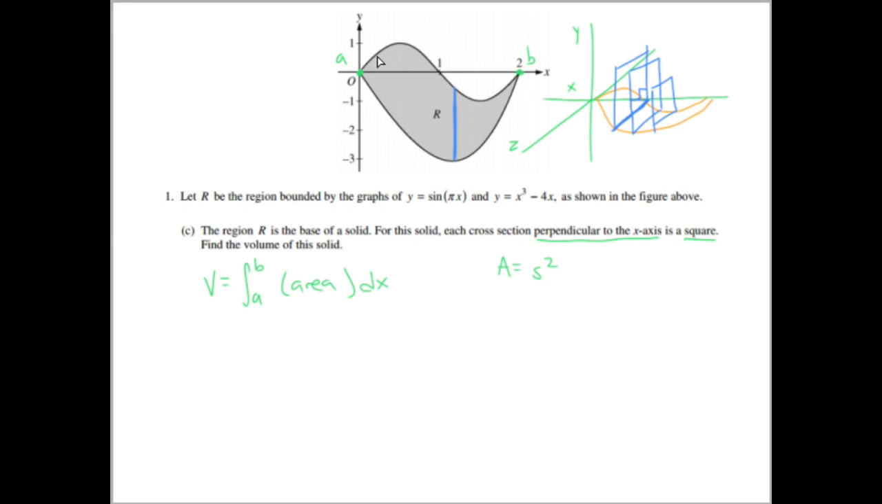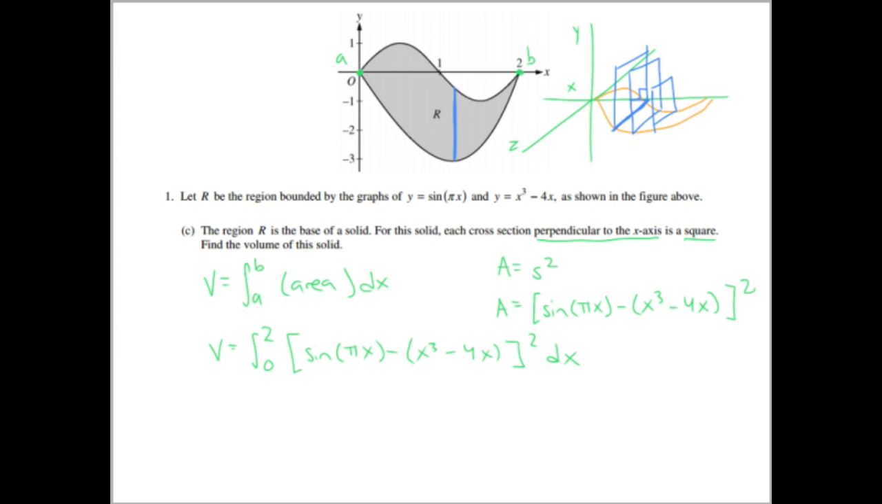And from that we can see that the side length is the top function minus the bottom function. So that would be area equals, let's keep that in green, area equals sine pi x minus x cubed minus 4x squared. So this is the area. And we just move this over into here. So V equals the integral from 0 to 2 of sine pi x minus x cubed minus 4x squared dx.